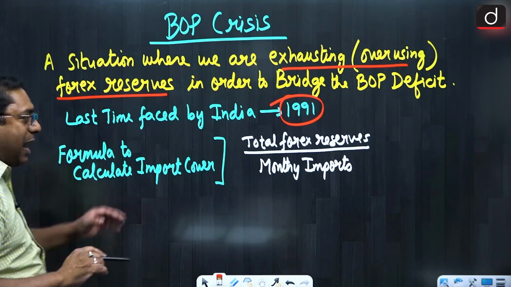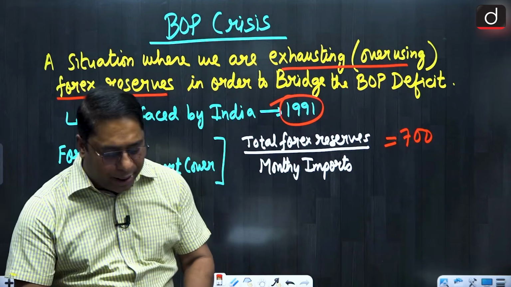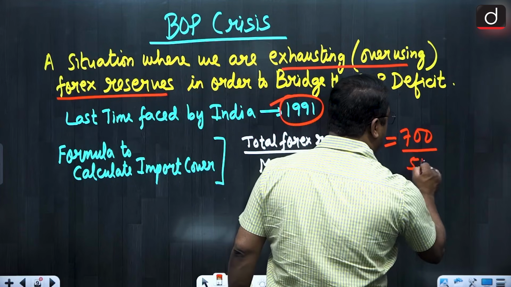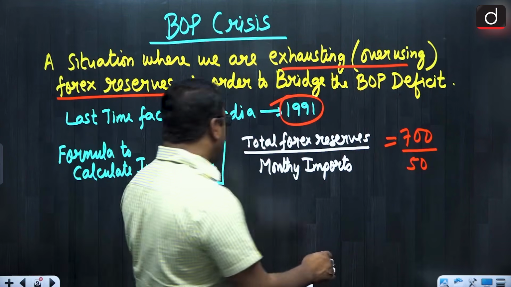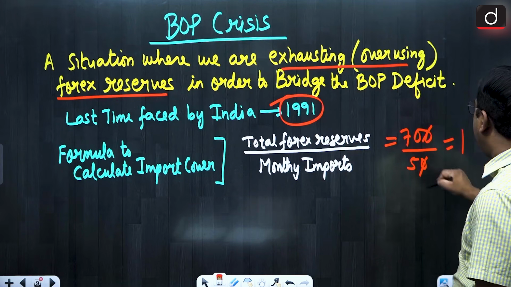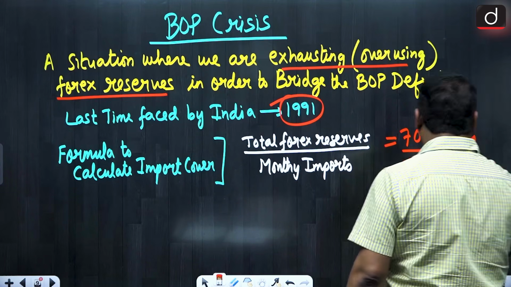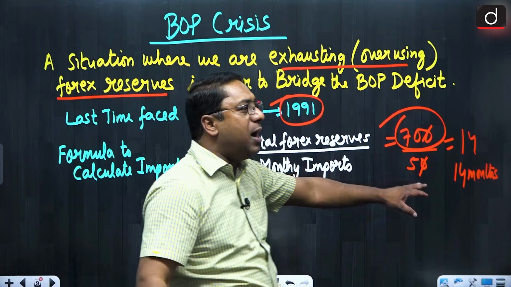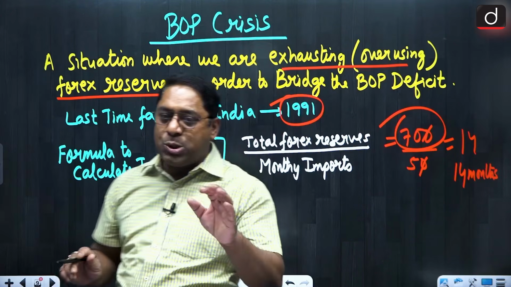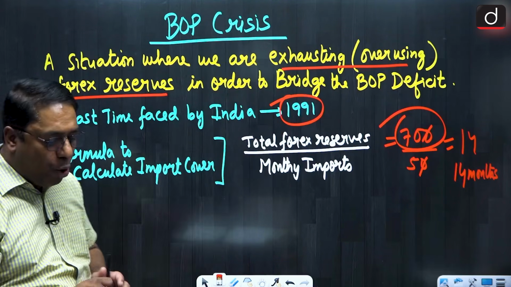And please remember, for example, in your country you have a foreign exchange reserve of $700 million, and your monthly imports are, for example, $50 billion. So what is the import cover? It's 5 ones are 5, 5 fours are 20. So for 14 months, your imports can be covered with that foreign reserves. As per the present Economic Survey, India has 11 months of import cover.